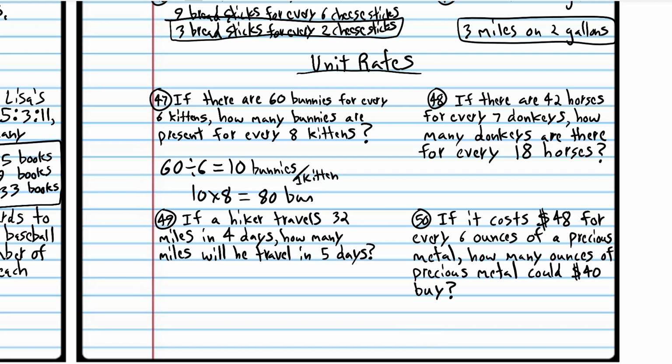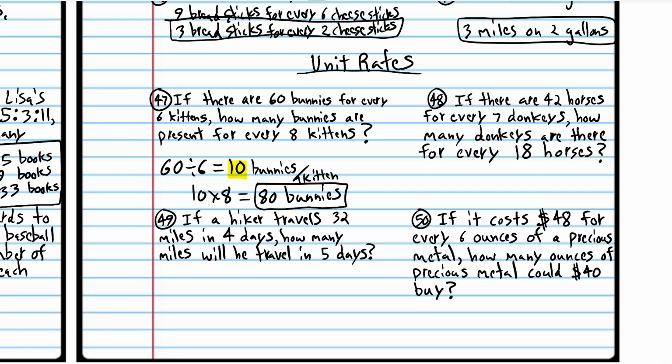80 bunnies. So if you got 80, good job. So again, these are 2-step problems. You have to find the unit rate first by dividing the 2 numbers that they give you. And then you use that unit rate to solve the problem.